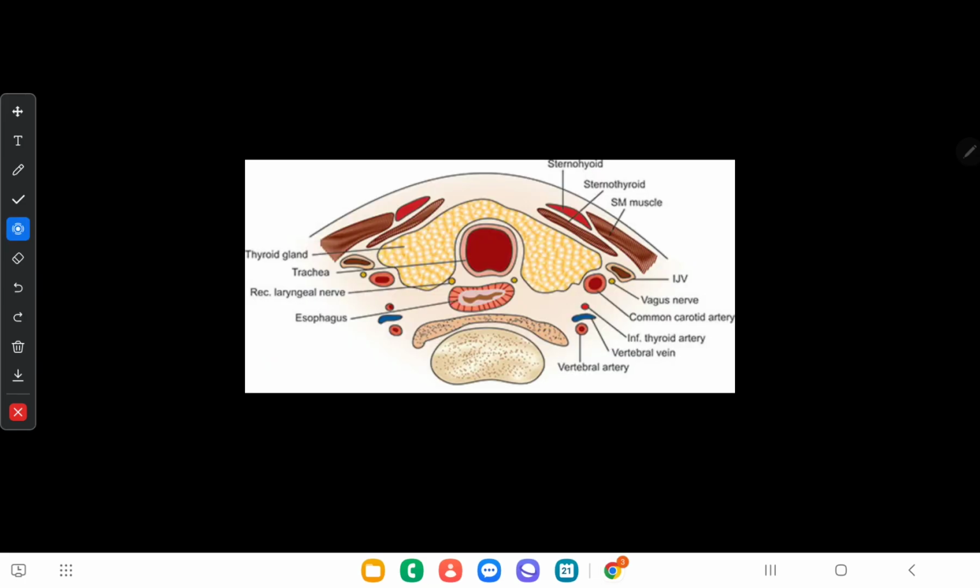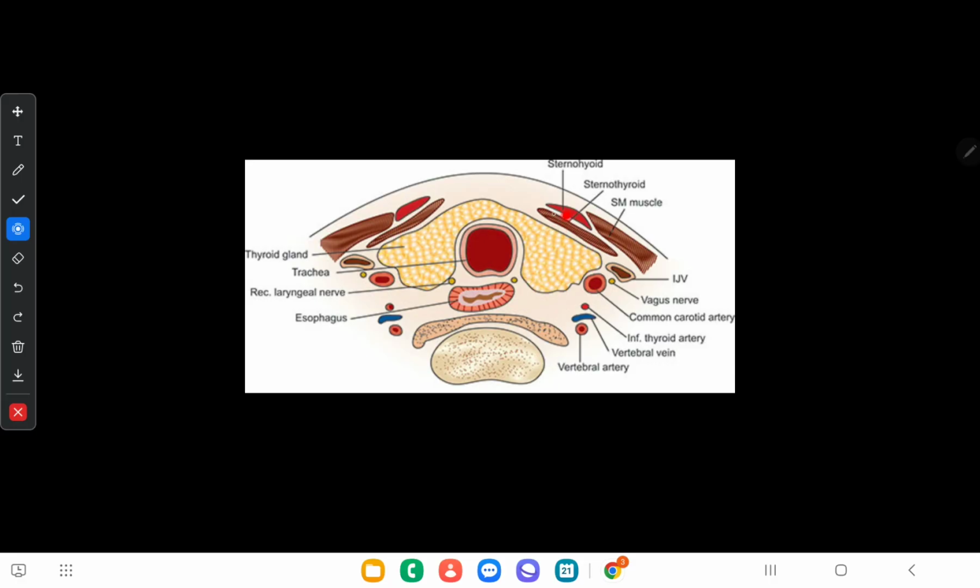Let's discuss the relations of the thyroid gland. Each lobe of the thyroid gland presents three surfaces and two borders. Three surfaces means one is the superficial surface, that means the anterolateral surface. Then it has a medial surface. Here this area is the medial surface. Then it has a posterolateral surface. This part is the posterolateral surface when we talk about the lobes of the thyroid gland.